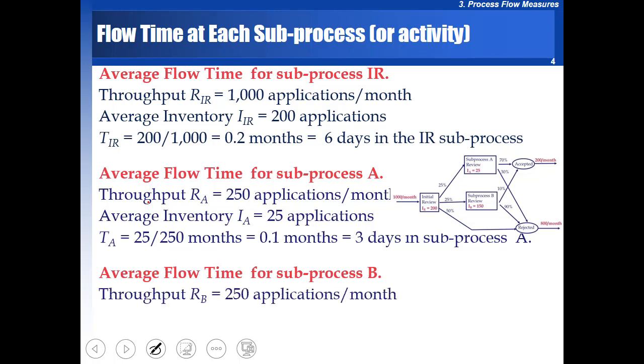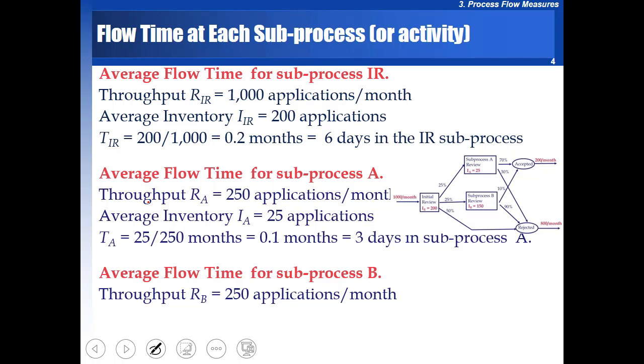25% of 1,000 goes over there, which is 250. However, inventory in this one is quite high. In sub-process A, I had 25 units of inventory. In sub-process B, I have 150 inventory. That means sub-process B is quite slow. Indeed, without any computation, because throughput of both of them are 250, and flow time of the first one was 3 days, and inventory of this one is 6 times of the previous one. This one is 150, the previous one was 25.